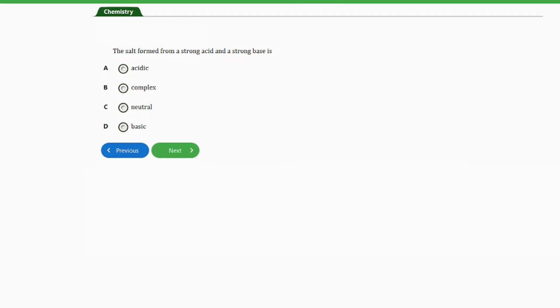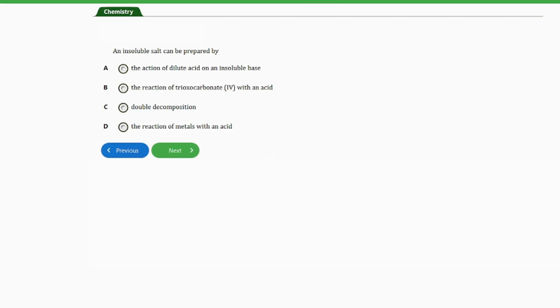So let's consider the next question, and that's question number 6. It says, the salt formed from a strong acid and strong base is A, acidic, B, complex, C, neutral, D, basic. So guys, the answer to this question is option C, and that's neutral. A salt that is formed from a strong acid and strong base is a neutral salt.